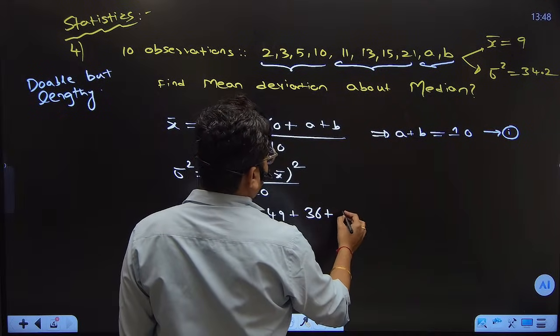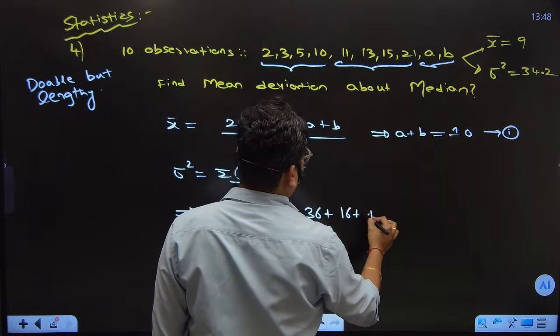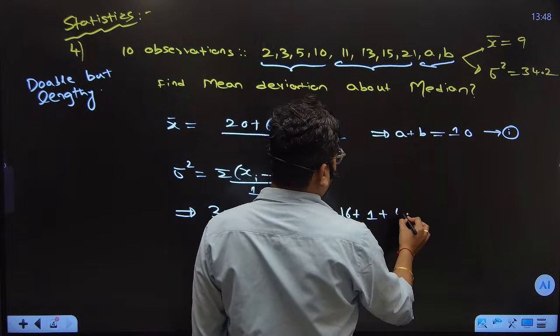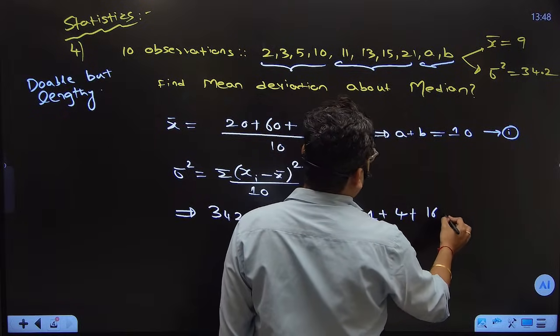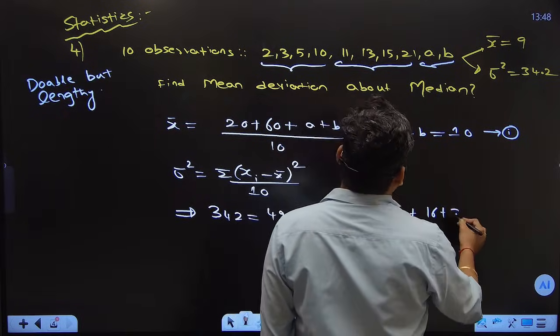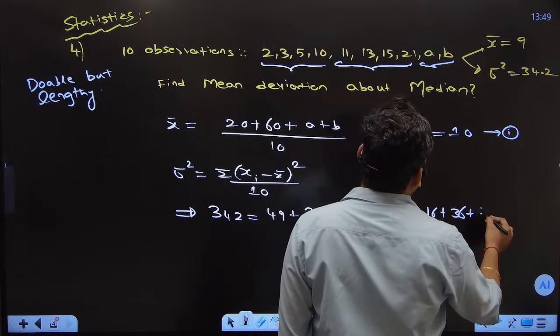5 minus 9 is minus 4, squared 16. 10 minus 9 is 1, squared which is again 1. 11 minus 9 is 2, squared 4. 13 minus 9 is 4, squared 16. 15 minus 9 is 6, squared 36. 21 minus 9 is 12, squared which is 144.